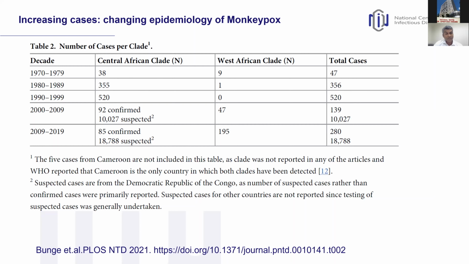And then after that, the numbers seem to be reducing, but it is also a function of confirmed cases versus suspected cases and how many have been tested. If we look at the West African clade, the numbers will also be lesser than the Central African clade, but they've been increasing. Between 2009 to 2019 saw the highest number of under 95 cases.